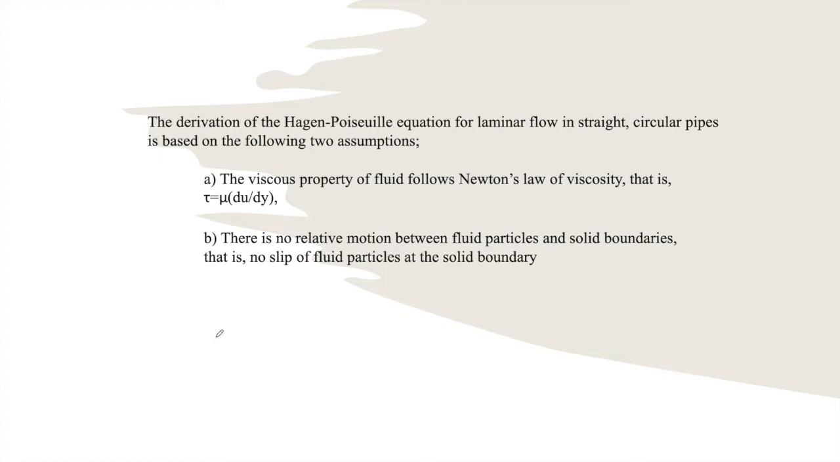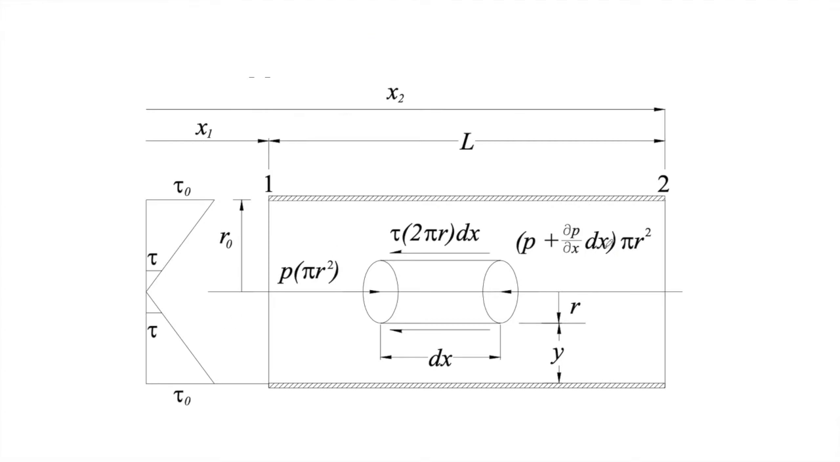Second, there is no relative motion between fluid particles and solid boundaries. That is, no slip of fluid particles at the solid boundary, which means that at the wall of the circular pipe, the no-slip condition occurs. So this is the diagram. These diagrams represent the flow of fluid in the pipes.